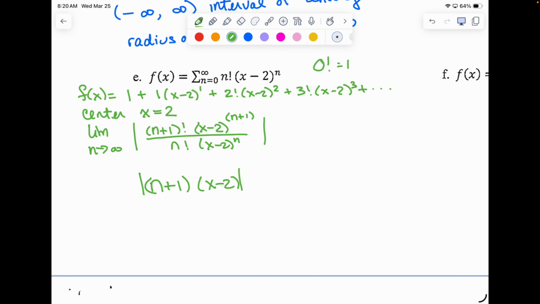We're still looking at the absolute value of this, and we're still finding the limit as n approaches infinity. This diverges. This blows up. We have infinity times x minus 2, right? And so that diverges, which means it goes to infinity. So we have no radius of convergence at all.